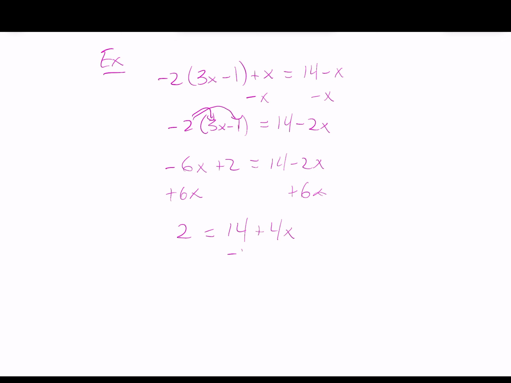Now I can subtract 14 from both sides, and I'm left with -12 is equal to 4x. To isolate that variable, I multiply by the reciprocal, 1/4 on both sides. It's the same thing as dividing by 4. The 4's cancel on one side, and I'm left with x is equal to -12 over 4, which is -3.